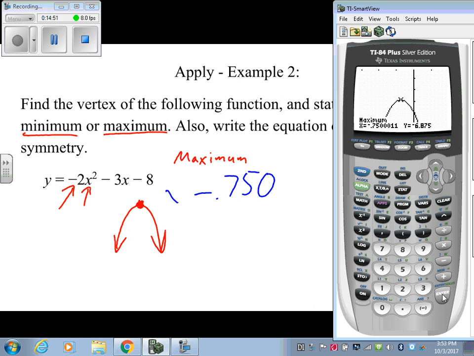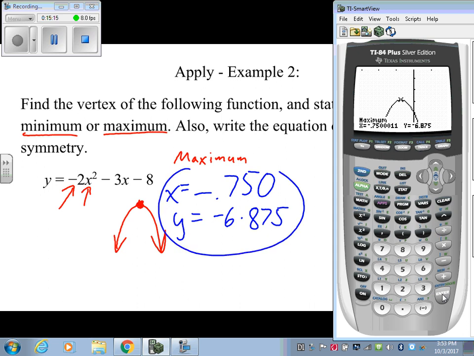Now that's the x value of where the maximum is occurring, but the actual highest value is the y value. And the highest this graph ever gets to is a negative value, negative 6.875. I'm not going to round that one because it's exact. It doesn't continue on, and I may as well leave it exact rather than going through an extra step to round it. So those would be the coordinates of my vertex, which we already identified as a maximum.